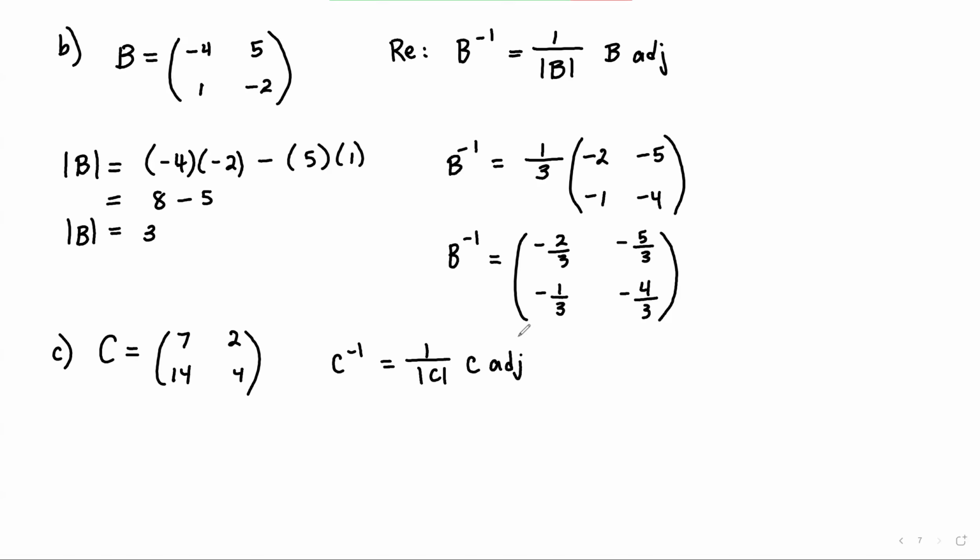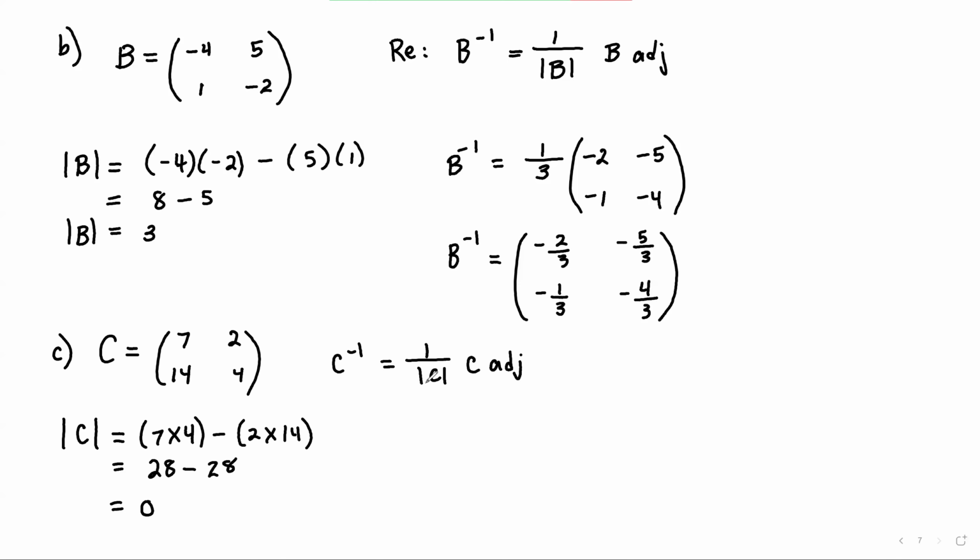Well, first things first, let's do the determinant. The determinant of C would be equal to 7 times 4, take away 2 times 14. This would give me 28, and 2 times 14 is also 28. 28 take away 28 is 0. But you cannot have 0 in the denominator. You cannot divide by 0. It does not exist.